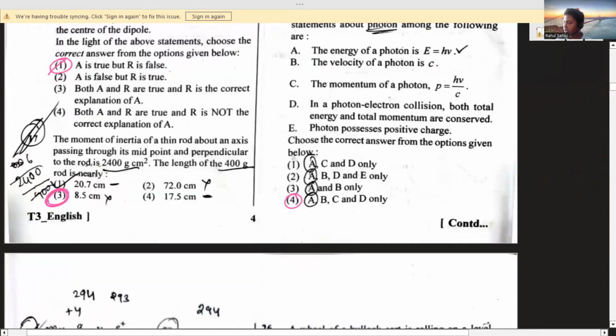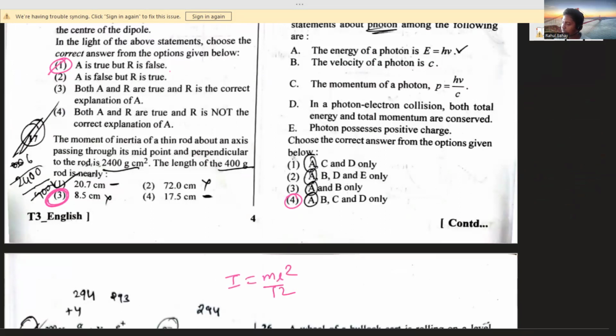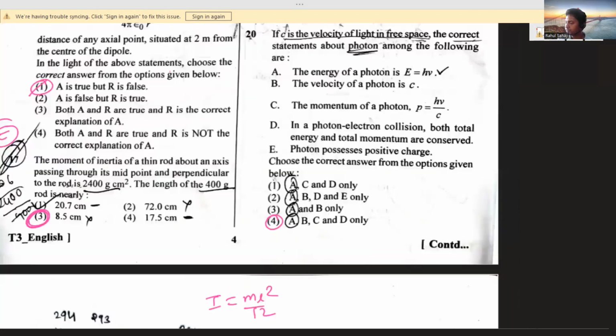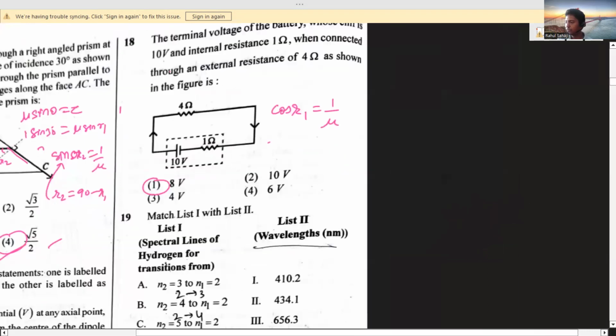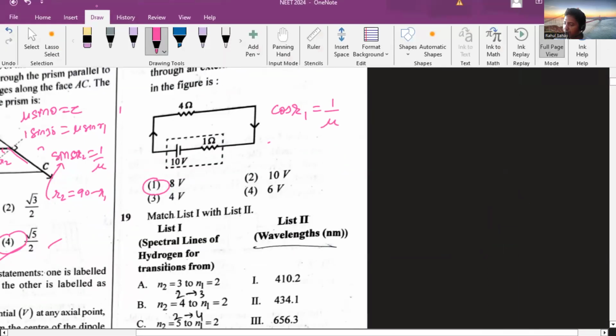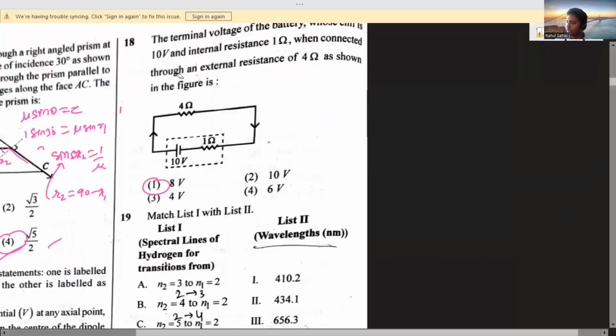The moment of inertia of a thin rod about an axis passing through its midpoint. At the midpoint, I is equal to what? ml square by 12. Correct. So just put in m. This is also easy, correct, but we need some calculation and conversion. Easy, we can categorize. 18th. Again, 18th is a direct question, easy. This also we can categorize as easy.